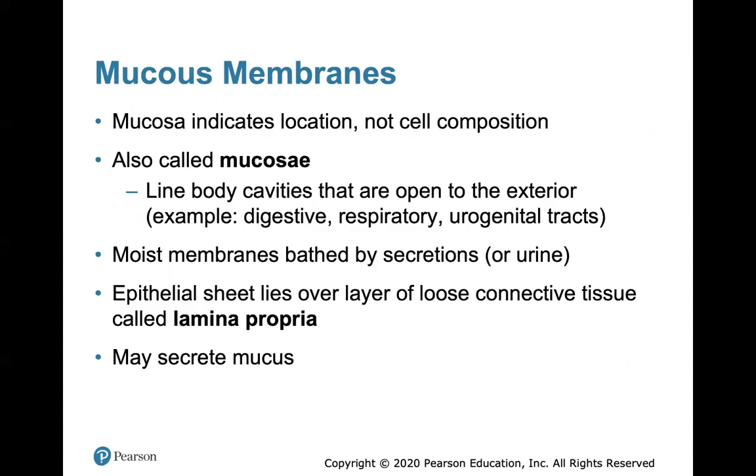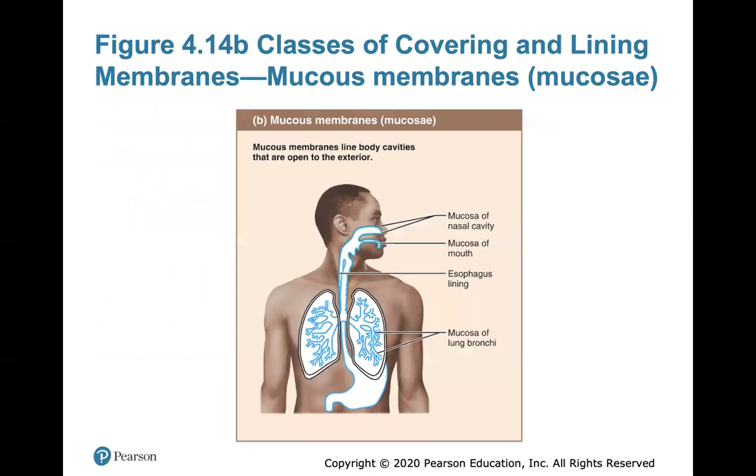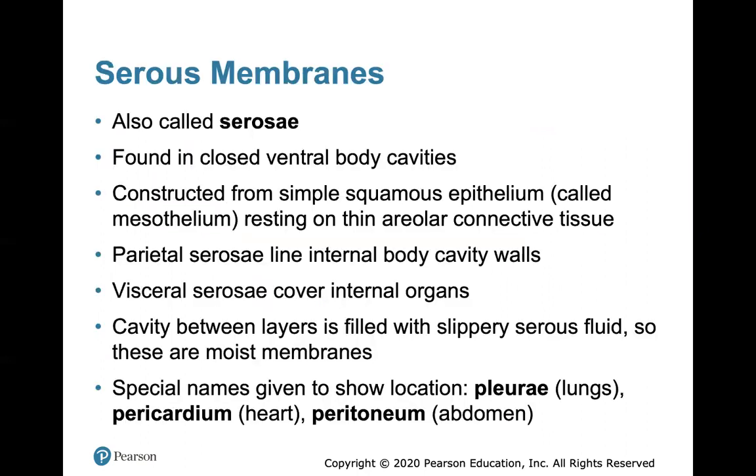Mucous membranes, mucosa indicates location, not cell composition. They're also called the mucosae, and they will line body cavities that are open to the exterior, like your digestive, respiratory, and urogenital tracts. Most of these membranes are bathed by secretions or urine, and they may secrete mucus. And this is a look at where some of your mucous membranes are located.